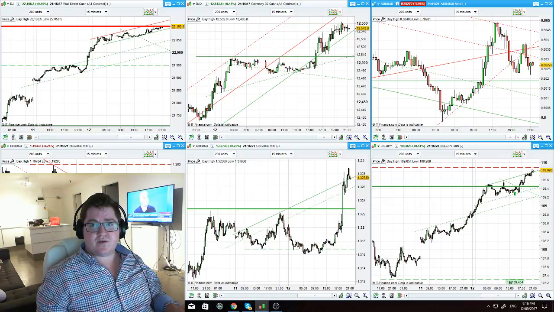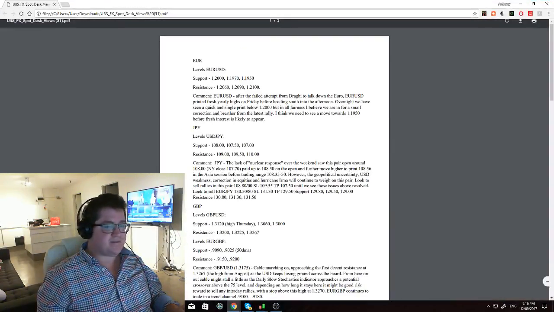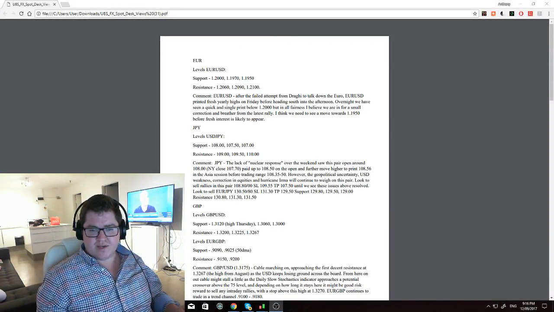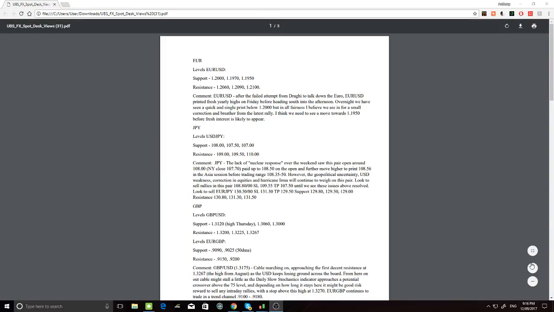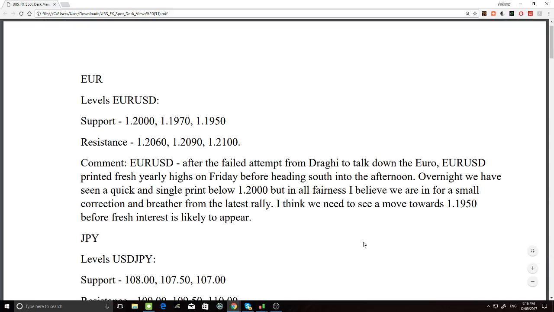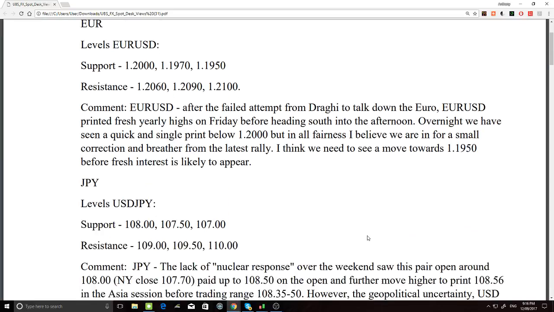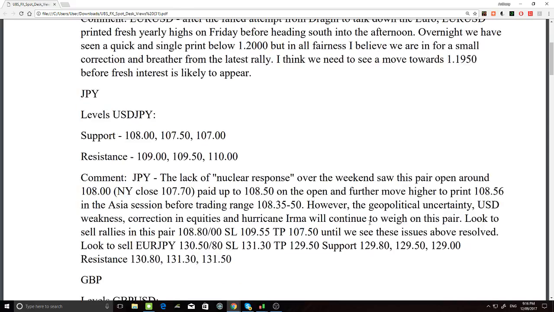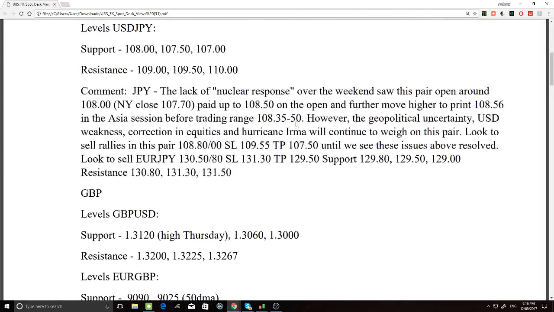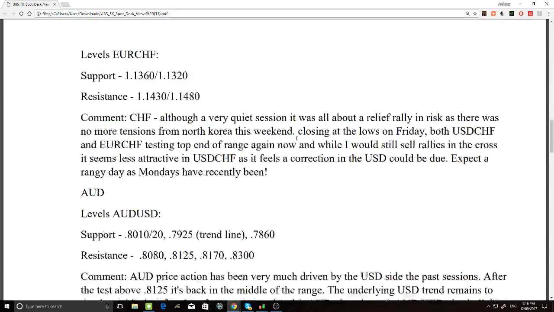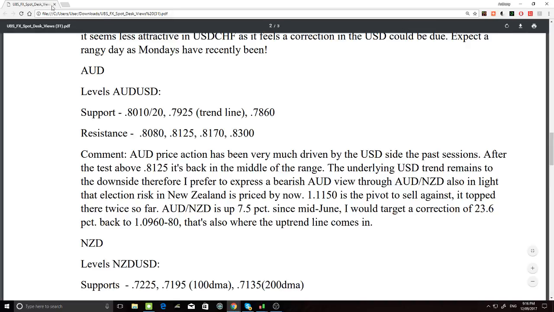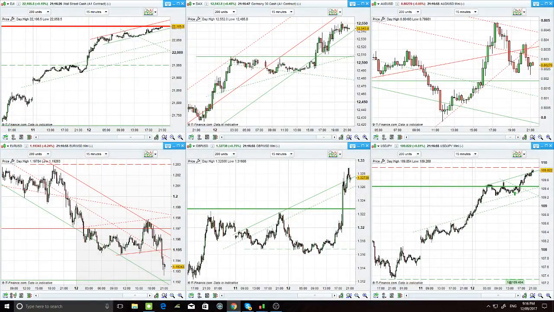So let's have a look at some of the banks' takes on some of this price action. Always interesting to see how quickly they turn bullish US dollar. Probably can't turn too quickly. Alright, after a failed attempt from Draghi, talked down the euro, USD printed fresh highs. And a single print for first. Alright, so fresh interest has already fallen further than this. This is old news. This doesn't even know how strong the US dollar's got.